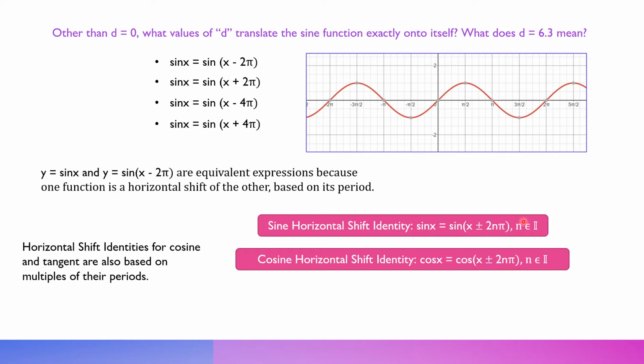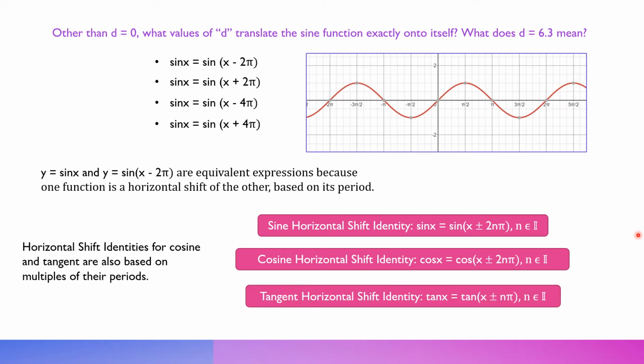The cosine horizontal shift identity is the same as sine because it also has a period of 2 pi. And so you need to think about what is the period of tangent. Period of tangent is pi, so if you add a full cycle or subtract a full cycle, you will have an identity. Remember what identity means? It means that one is identically equal to the other. So tan x is identically equal to tan x plus 3 pi, for example.